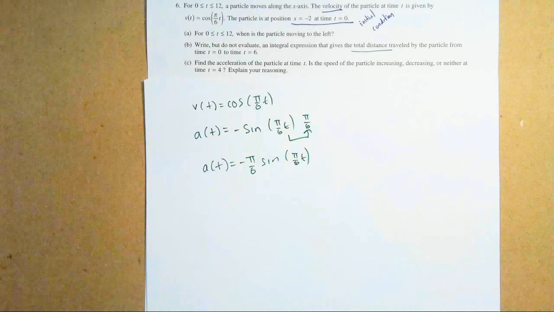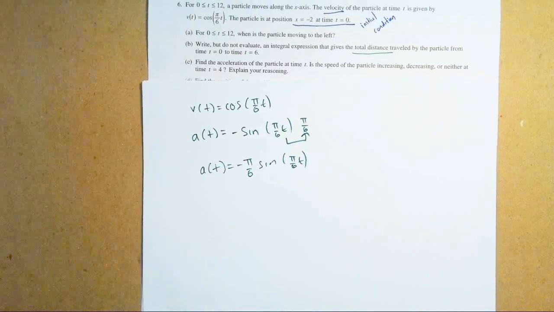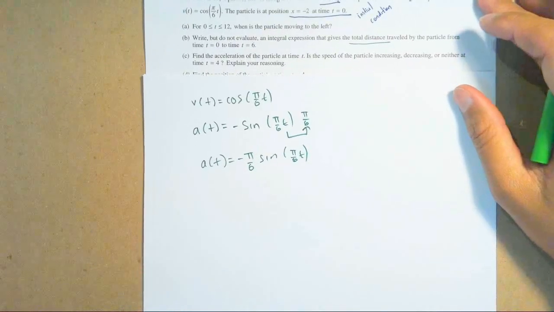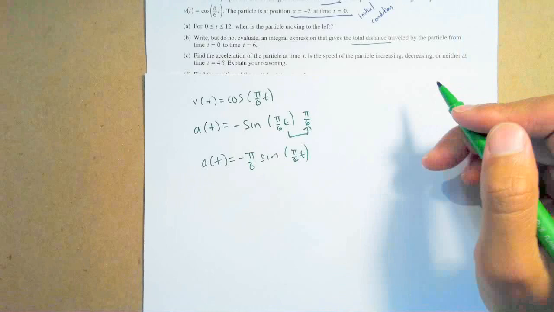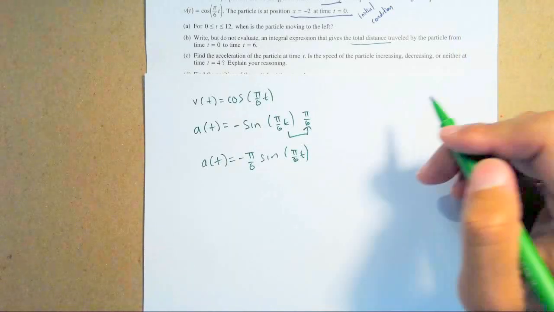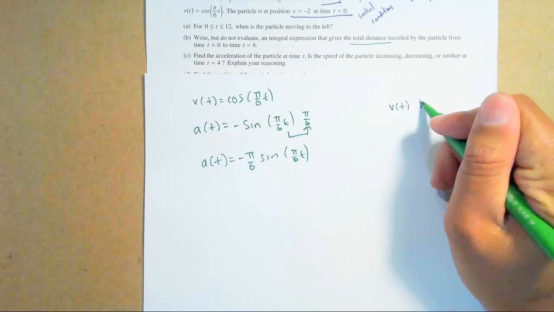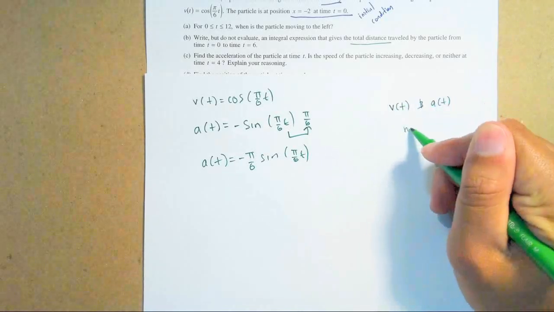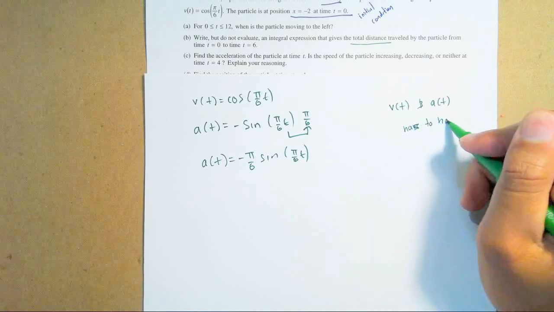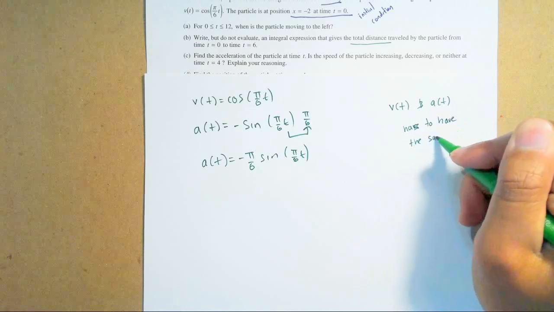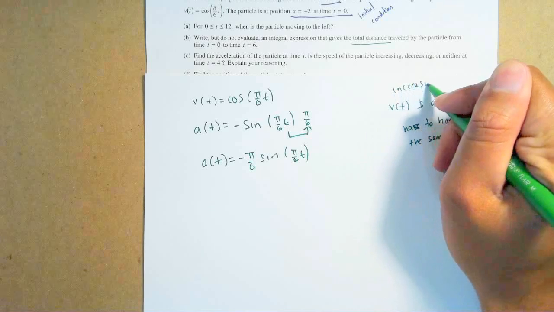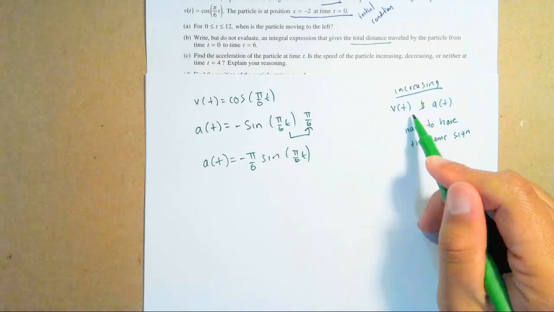So then the question says, is the particle speed increasing or decreasing or neither at time t equals 4? Well, we have to understand what it means in order for something to be increasing. In order for speed to be increasing, velocity and acceleration has to have the same sign. And this is going to be for increasing. So when a particle is increasing, velocity and acceleration have the same sign.